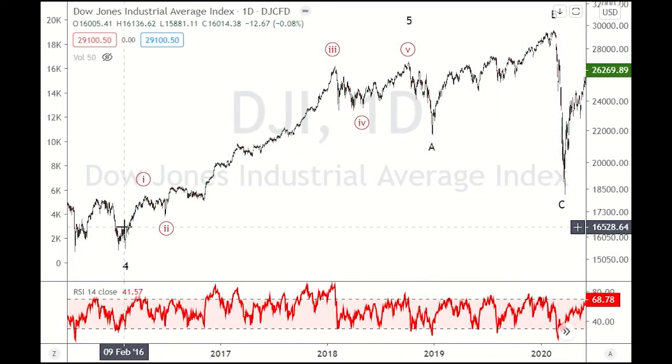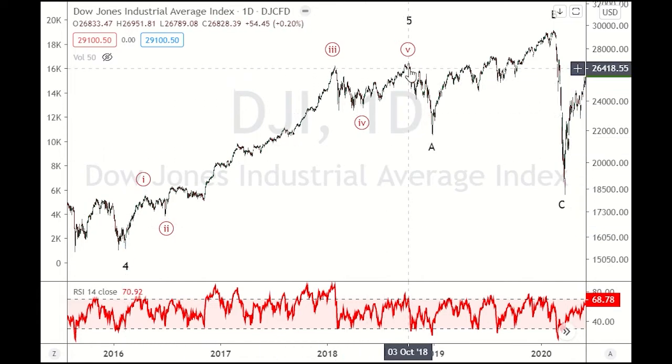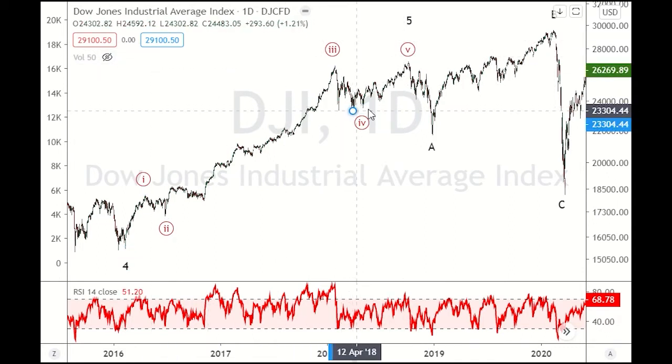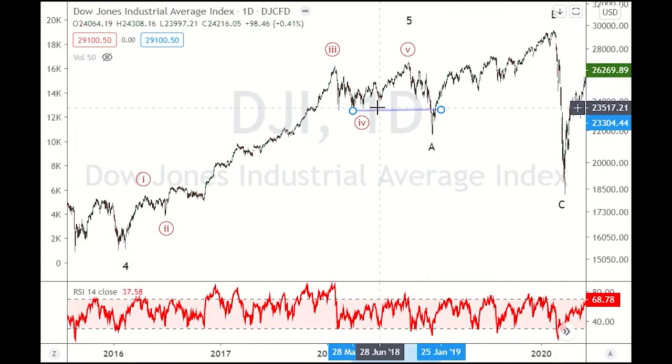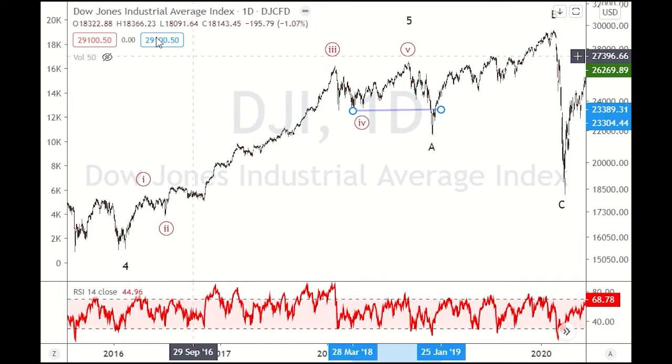Here we're taking a look at an impulse wave that started in 2016 and ended at the high in October of 2018: 1, 2, 3, 4, 5. And then we've got the previous fourth wave extreme listed right here, and you can see shortly after the high, prices did revert back to that fourth wave extreme.